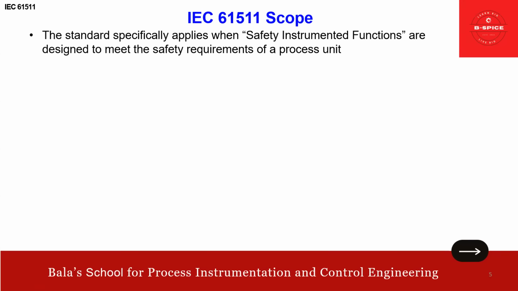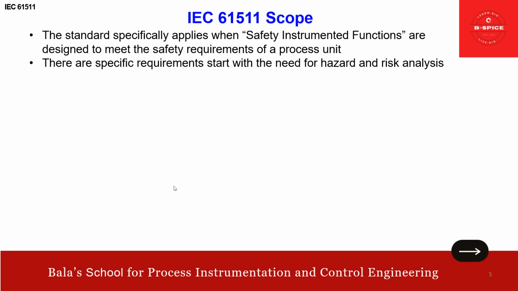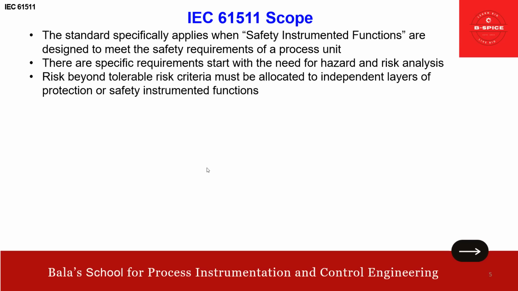To delve further, the standard specifically applies when safety instrumented functions are designed to meet the safety requirements of a process unit. There are specific requirements, starting with the need for hazard and risk analysis. Risk beyond tolerable risk criteria must be allocated to independent layers of protection or safety instrumented functions. Friends, if you have difficulty following this, you can watch the previous video on layers of protection analysis. There we talked about independent layers of protection extensively.